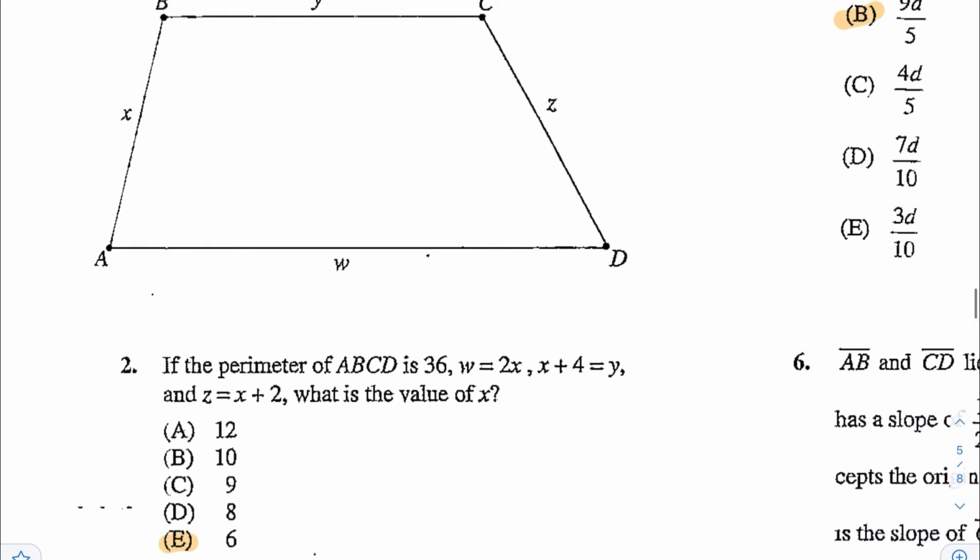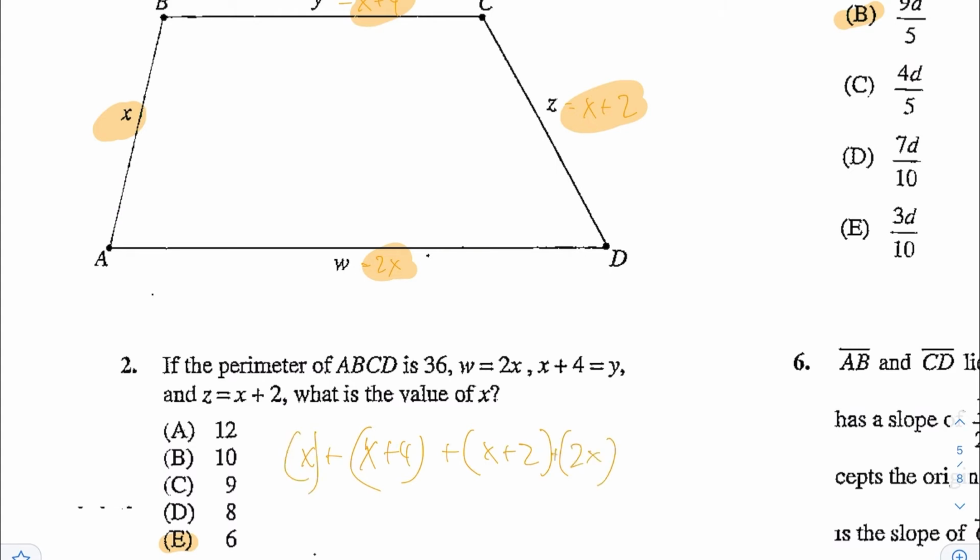All right, next for number 2, the perimeter of ABCD is 36, and W is equal to 2x, and x plus 4 is equal to y, and z is equal to x plus 2. What's the value of x? So you have everything in terms of x now, so you can just add up x plus x plus 4 plus 2x plus x plus 2.